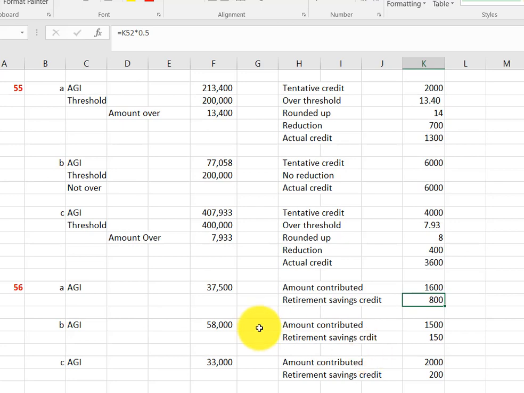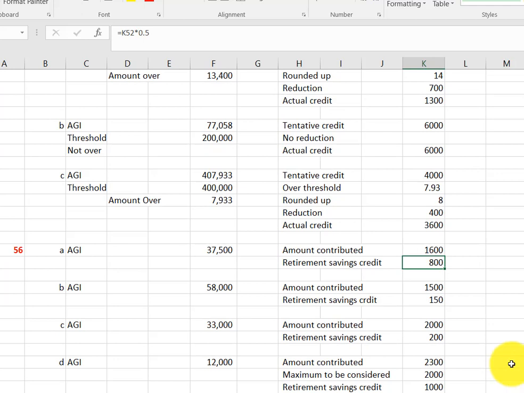And then the second one, we're at 58,000. And you just notice how quickly this goes away. We're now at a 10% retirement savings credit instead of 50%. So going from 37,500 to 58,000, the credit goes from 50% down to 10%. This is a head of household, 33,000. At 33,000, they get a 10% credit.